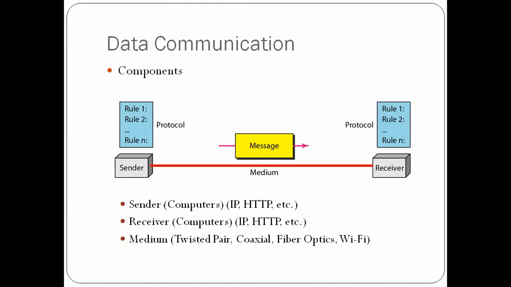Whenever we are talking about data communication, it generally involves three entities. The first one is the sender, the second one is the receiver, and the third one is the message. The sender and the receiver can be computers, and as you can see in the diagram, they follow certain protocols. Whatever protocol the sender is following, the receiver has to follow the same protocol for the message communication to be successful.